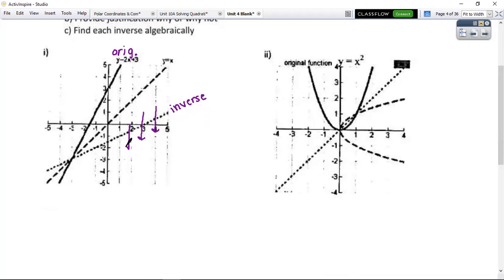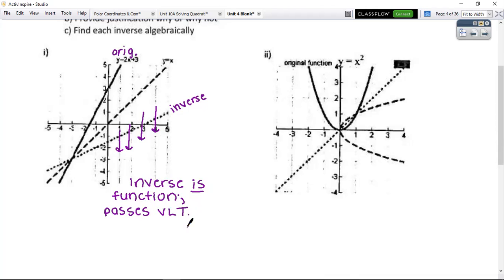Yes or no? Yes. So I'm going to say inverse is a function. Passes vertical line test. Okay. And then I want you to just look at number 2 and tell me just the same thing.